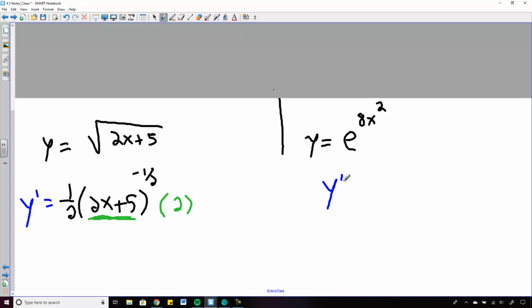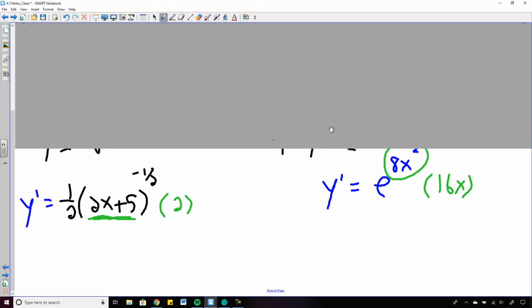How about y prime over here? We're just going to rewrite it, and I like to say we take the derivative of this stuff. This is our u, so we multiply by 16x in that case. These green things are what we're looking for. We are going to be looking at problems that look like this, because they're the antiderivatives.